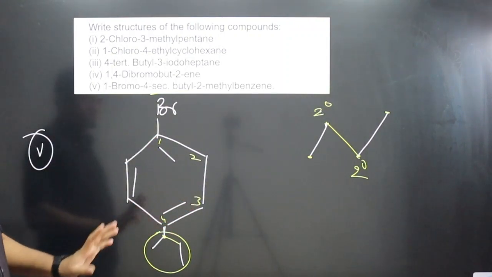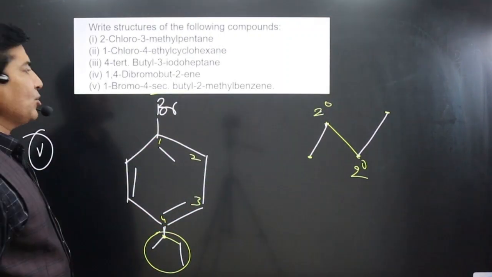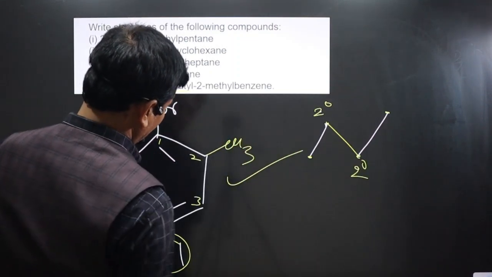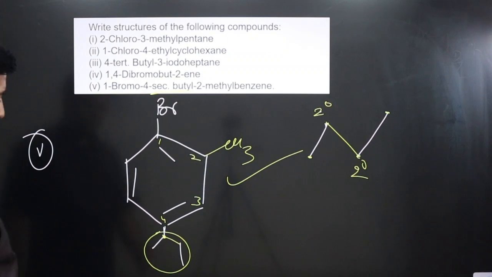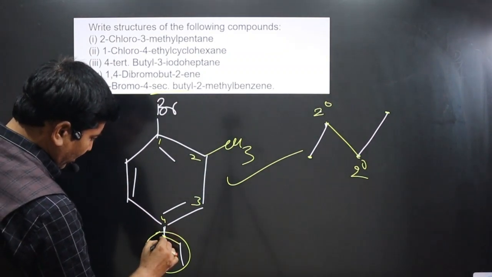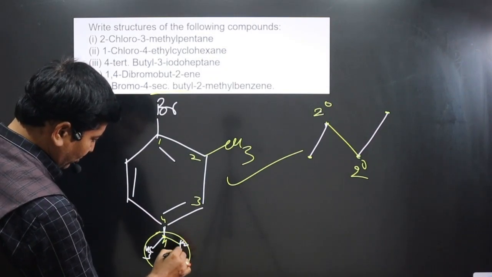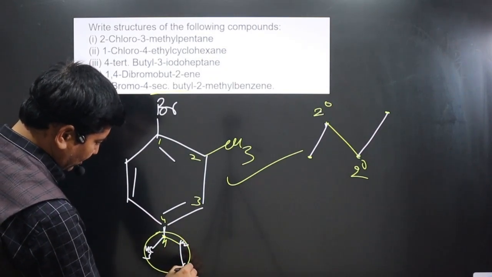1 2 3 4. Further it says 2-methyl. This is the 2-methyl, so we can attach CH3. Done, completed. Okay, if you want to mention here, this is what it will have: 1 hydrogen, it will have 3 hydrogen, this will have 2 hydrogen. Okay, it will have 3 hydrogen, done.